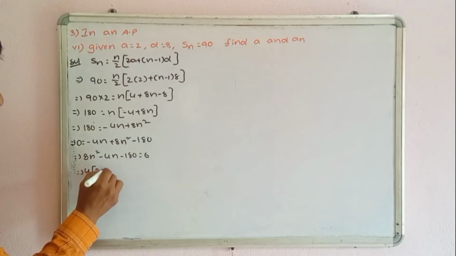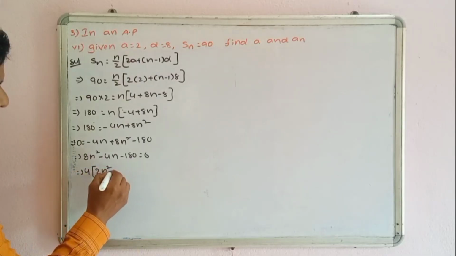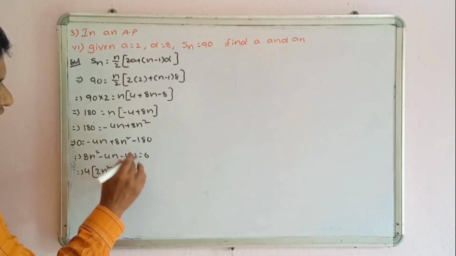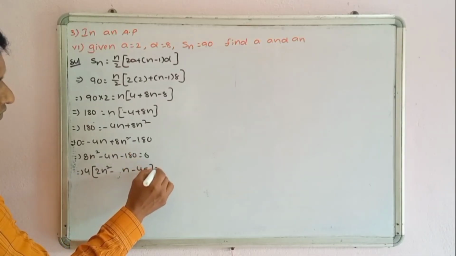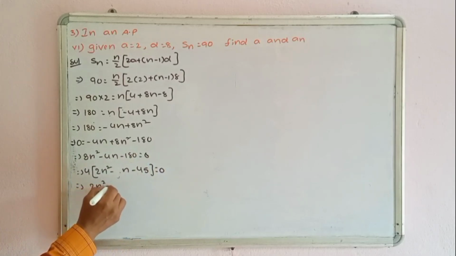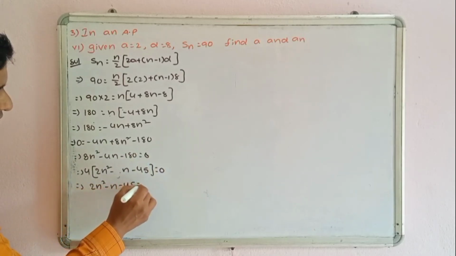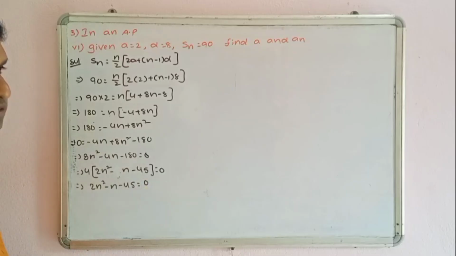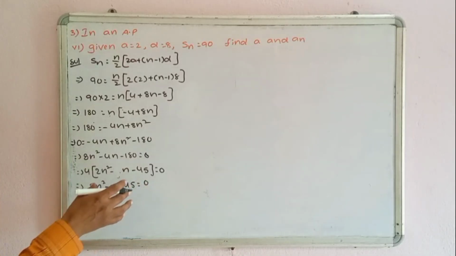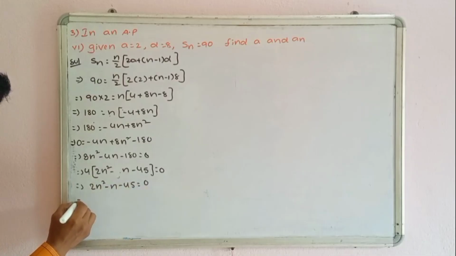4 is the counter. 2n square minus 2n, minus n minus 45 equals to 0. So 2n square minus n minus 45 equals to 0. Transpose the right side, 0 by 4 is nothing but 0. Now split this into factors.